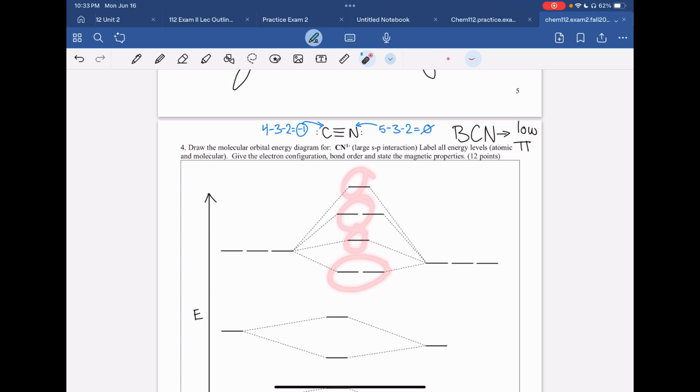Pi sigma for bacon because you know it's low pi. Or sigma pi pi sigma. Okay? Refer to your notes for sigma pi pi sigma. Refer to your notes in case you have no idea what I'm talking about.